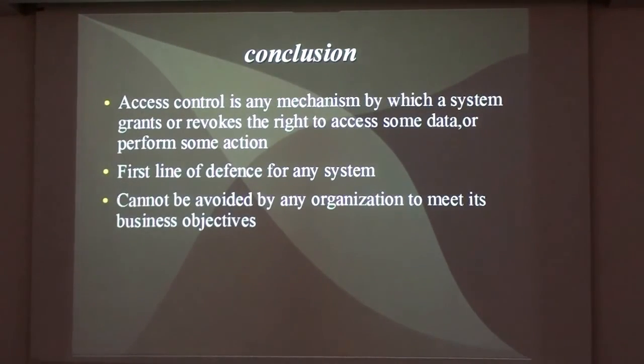Now, what's the conclusion from this? Access control is any mechanism by which a system grants or revokes access to some data or performs an action. Access control is the first line of defense for any system. As information is valuable to any organization to meet its business objectives and survive in the market, it needs to protect this information. Access control helps in protecting that information.